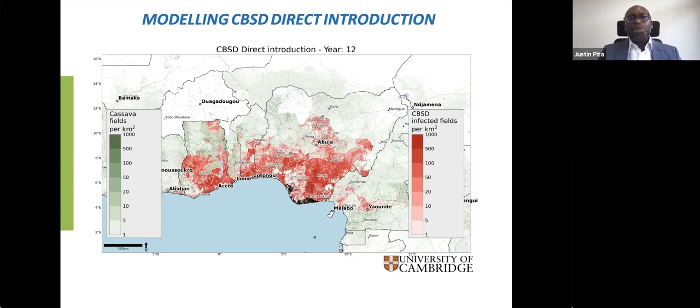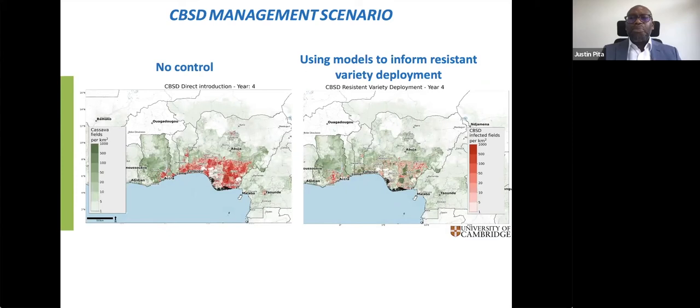This model also allows us to develop control strategies. Here on the left, you see that if nothing is done, but on the right, if we use strategic deployment of resistant varieties, we can stop the disease. And when those government officials see that, they understand that it is something we can do.